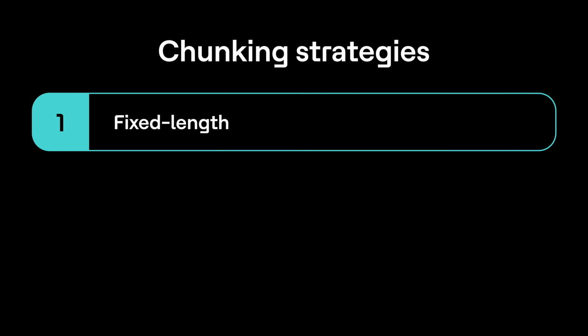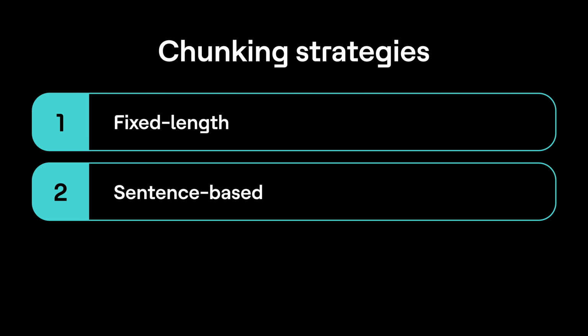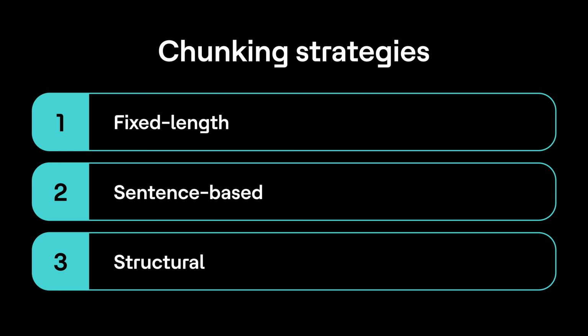Fixed length, which splits at a character or token boundary with no semantic consideration. Sentence-based, which prevents incomplete content but has minimal semantic consideration. And structural, which uses headings, sections, or other logical divisions. Chunking is a deep topic, and we'll be dedicating an episode to it later in the series.